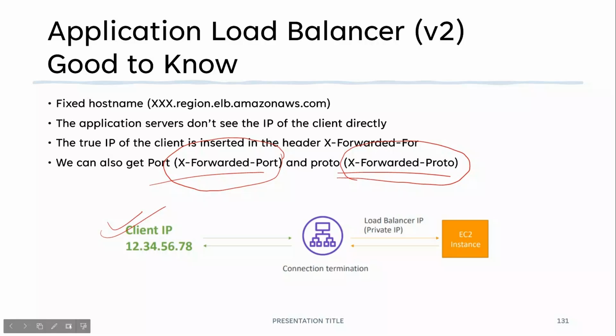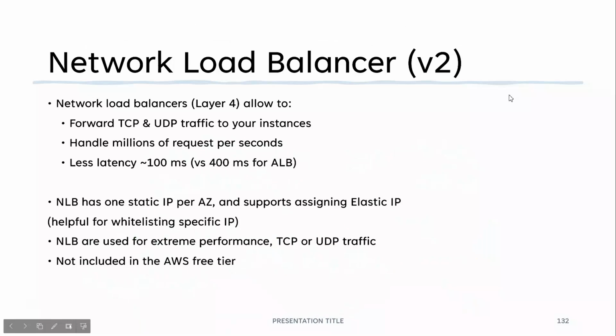Okay, so make sure you understand this concept of connection termination. Your ALB terminates the connection from your client to your ALB, and then it re-establishes a connection to your EC2 instance, which goes over a private network, and it communicates using private IPs. So that's why, to know the client IP, you have to go for the X-Forwarded-For header. Okay, that sounds cool. Let's move on.